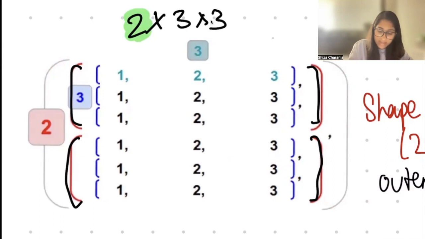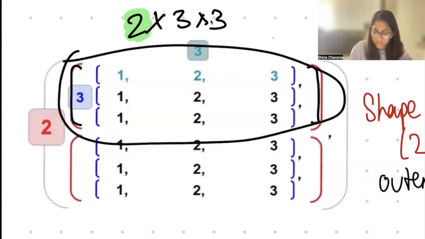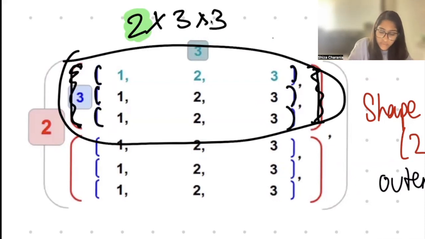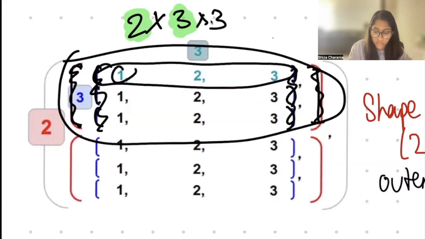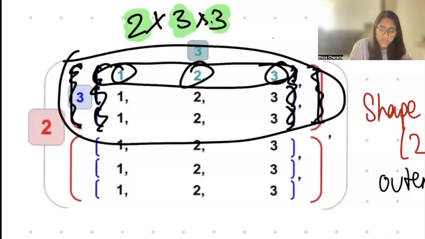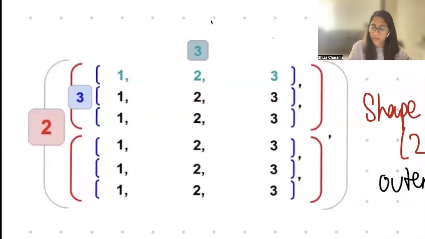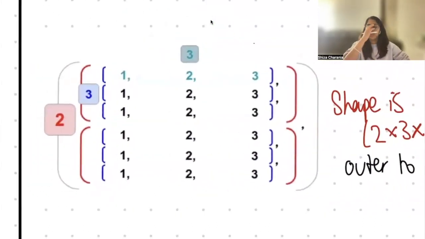After that, you look at one of these specifically. Let's look over here at this specific one. Within these red brackets that we just pointed out, what are the next brackets? The next brackets are these blue ones, and there are 3 of them. So the next dimension is 3. Then we ignore these brackets again and look at one of these brackets. How many elements are here? 1, 2, and 3, separated by commas. That's our third dimension, 2 by 3 by 3. Always start from outer to inner, like I mentioned. So now you know the shape.